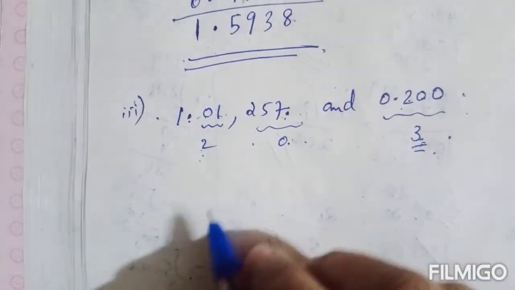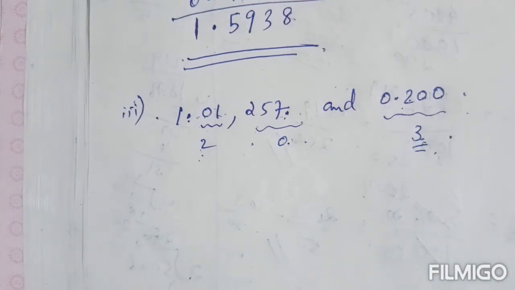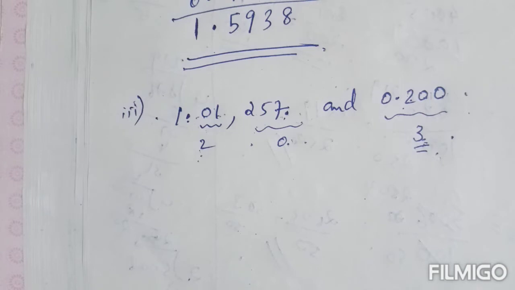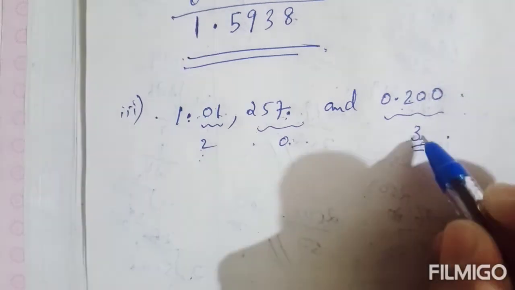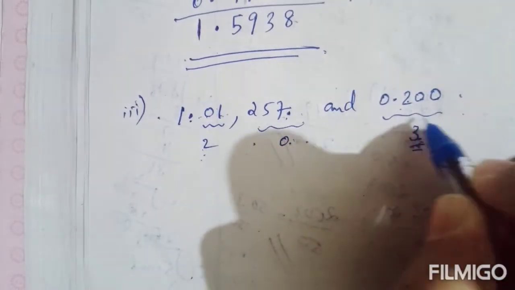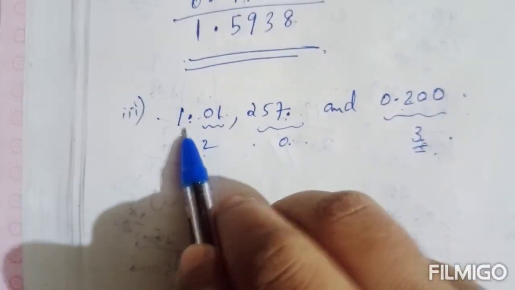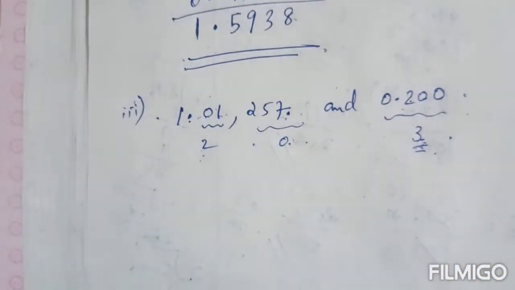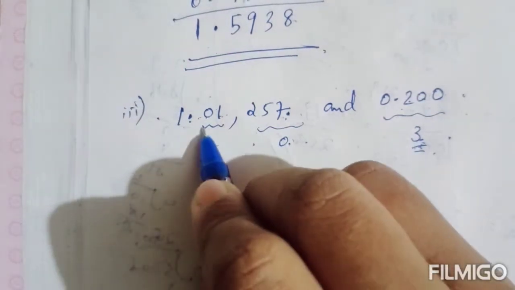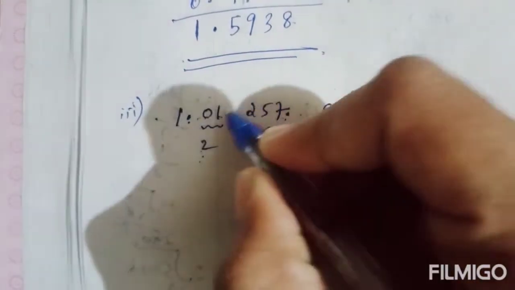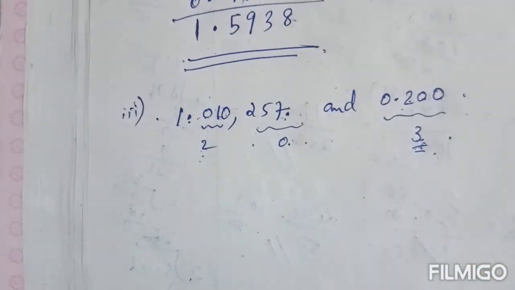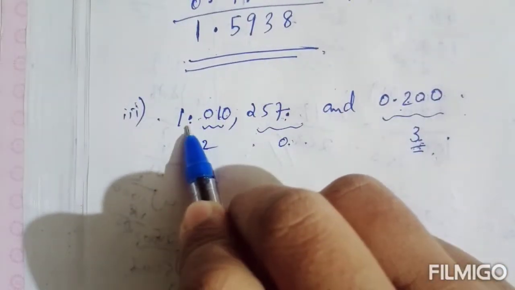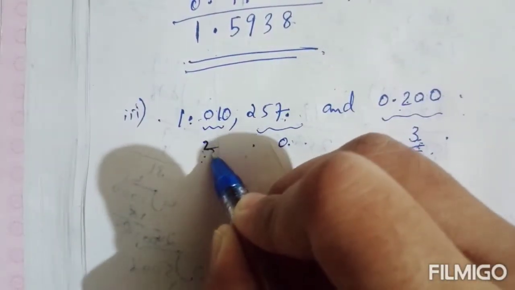So these are unlike decimal fractions. You have to convert them to like decimal fractions. The maximum number of decimal places is 3 here. So for the first one, make the number of decimal places 3. How many zeros are required? Here 2, so one more 0. You can put 1 zero at the end. Now the decimal places are 3.